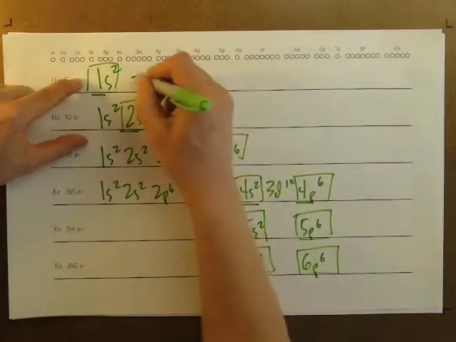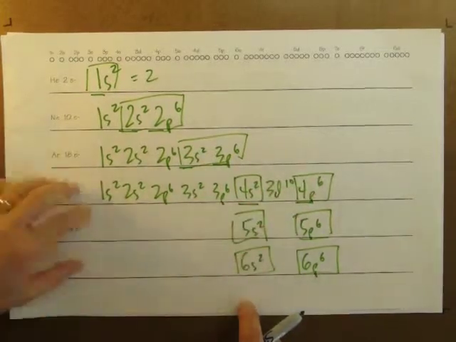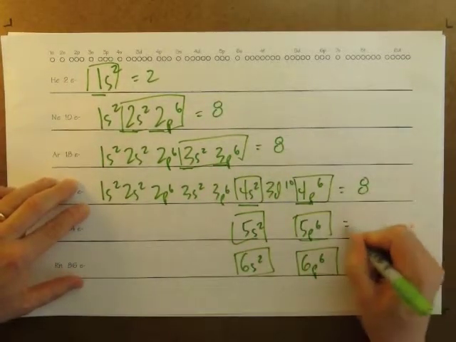For helium, there are 2. But for all the other ones, there are 2 plus 6, always 8. 8 is an important number in what we're going to be doing today.